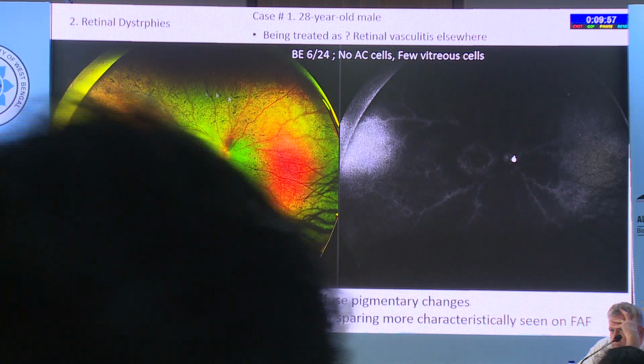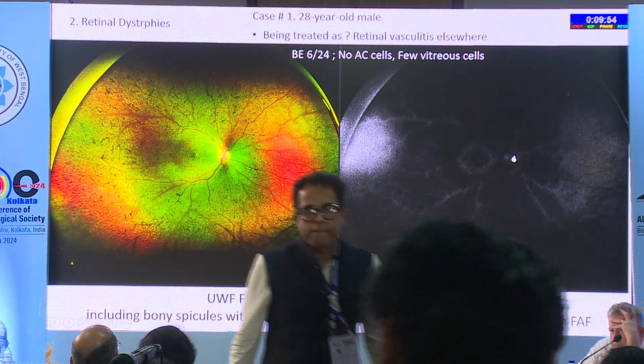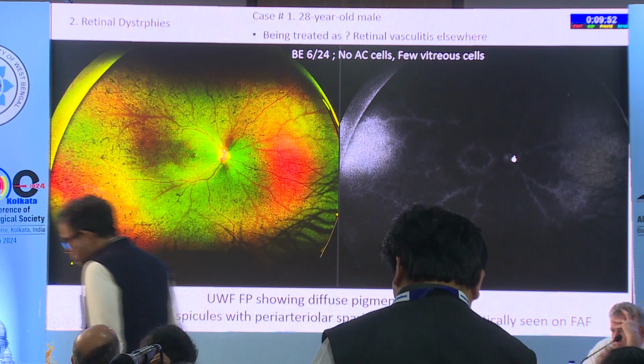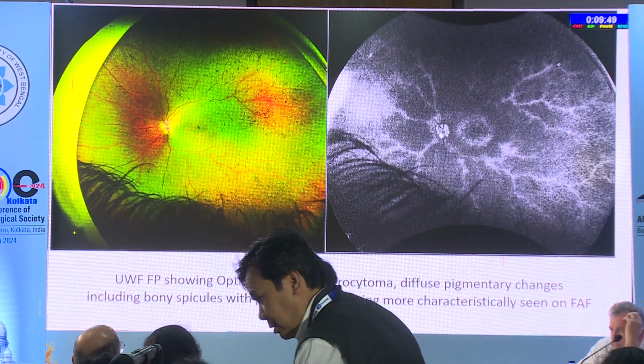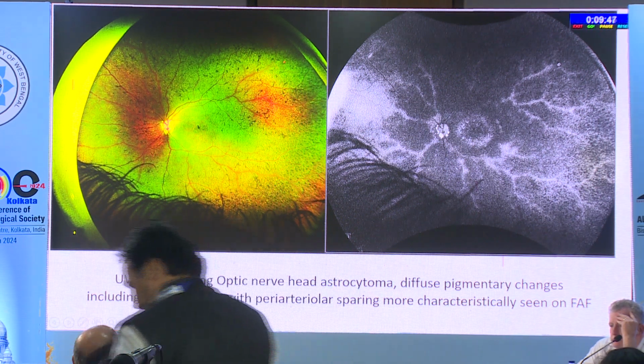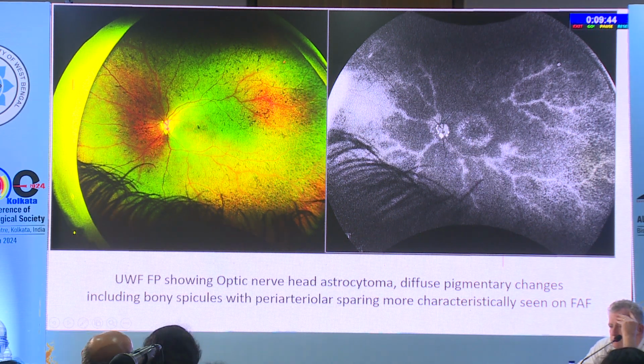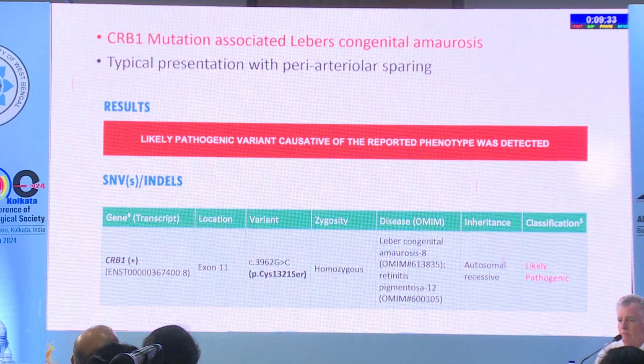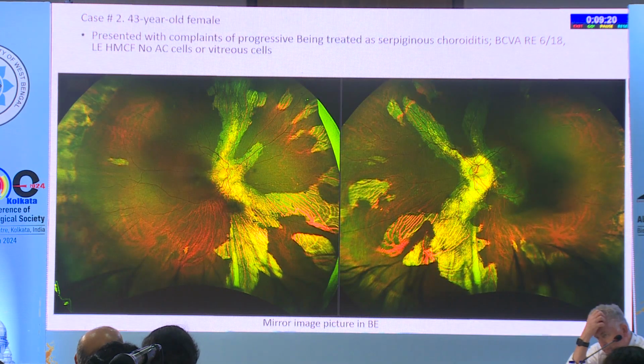Now, if you see here, there are some bony spicules, and there is periarteriolar sparing, which is more characteristic as you see on the fluorescein and FAF. So you can see this typical pattern. This is not the pattern of leakage of uveitis. This is something masquerading, and this patient actually had CRB1 mutation associated Leber's congenital amaurosis. So there is no need to get confused and start steroids.